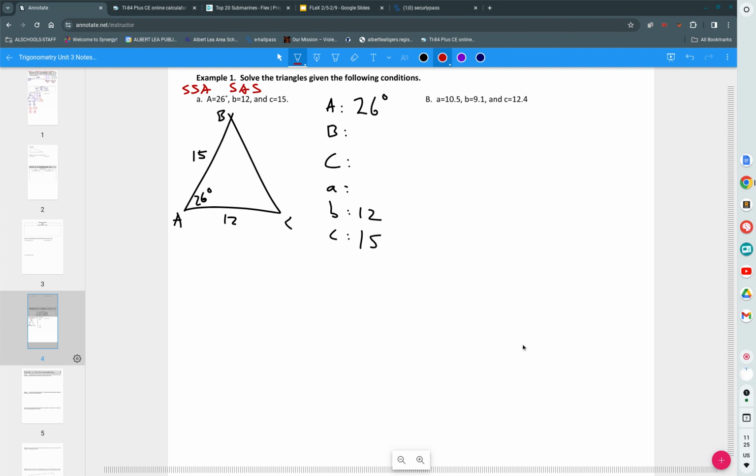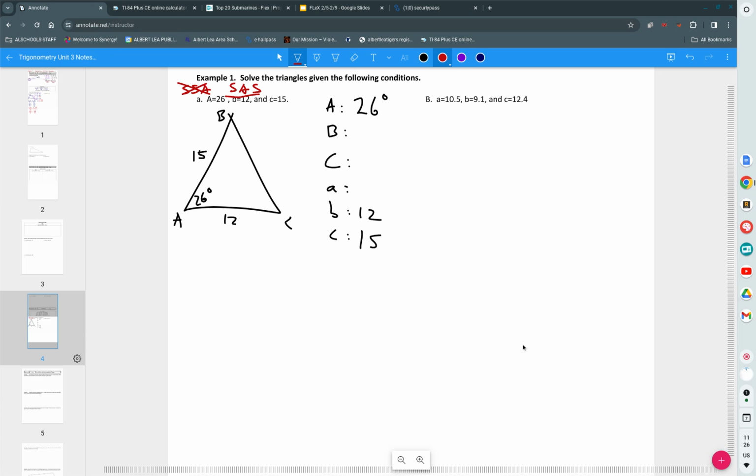Okay, you had two sides and one angle. The question is, does the angle sit between the two sides? It does. So therefore, it's side-angle-side. It is not side-side-angle. As you look at your decision tree right here, it says side-angle-side. There's one solution, and it tells you to use the law of cosines.